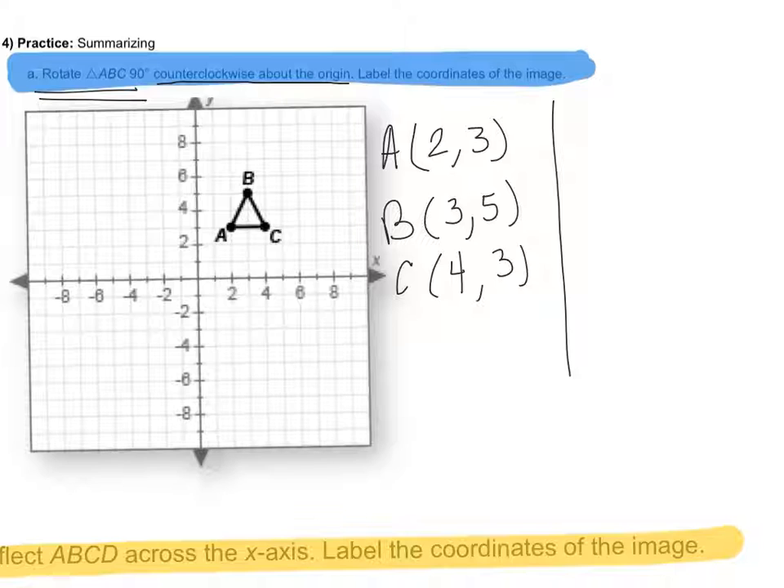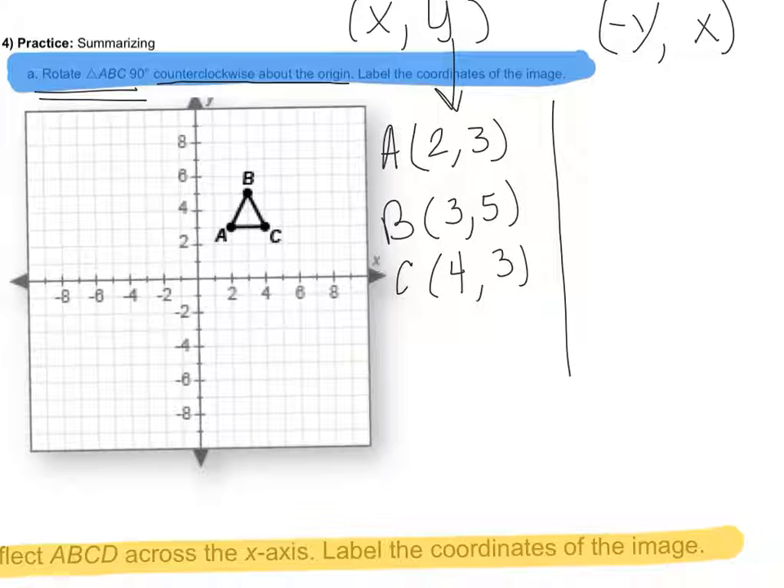Now let's think about the rule. When you rotate something 90 degrees, the rule says it goes from your pre-image, which is at (x, y). That's all your points you have here. And what happens is when it changes, the y value becomes the x value and the sign changes, and the x value stays exactly the same. So that's what happens after a rotation. So what I like to do is just go ahead and label A, B, and C, and I put a little apostrophe. That apostrophe means that's my image.